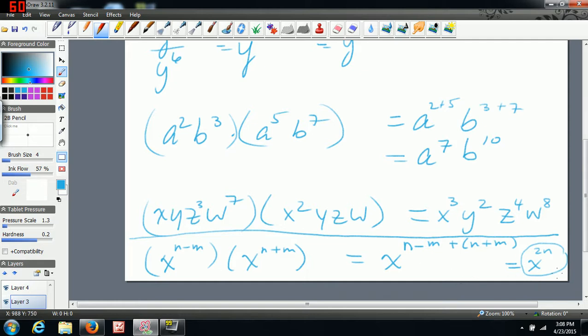Okay, so even for things like this, just looking at the base, you would just add the exponents. And to add, of course, we use the rules of adding and subtracting in algebra, which are that you have to have like terms in order to add, right? So that would be the answer for that one.